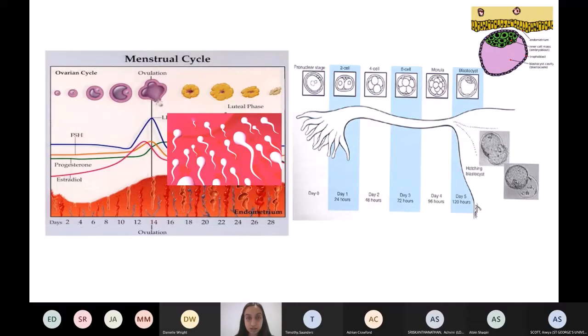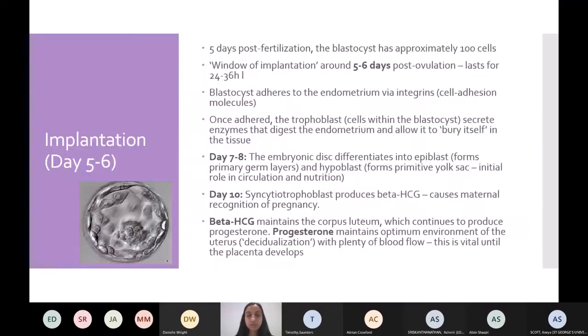And there's a few layers within the trophoblast, and one of those is called the syncytial trophoblast. So that's just that outer layer. I don't know if you can see that's just the outer layer here that we're talking about. So the blastocyst adheres to the endometrium using integrins, which are cell adhesion molecules. And once they are adhered, the trophoblast basically secretes enzymes that digest the endometrium and allow itself to bury itself into the tissue.